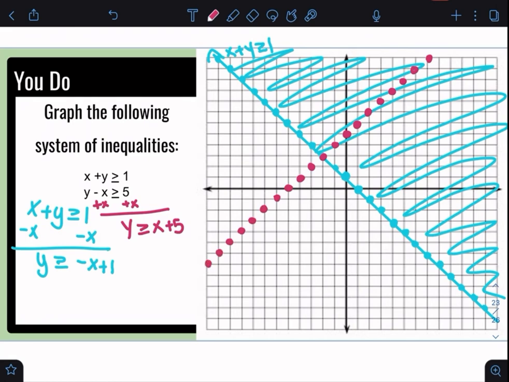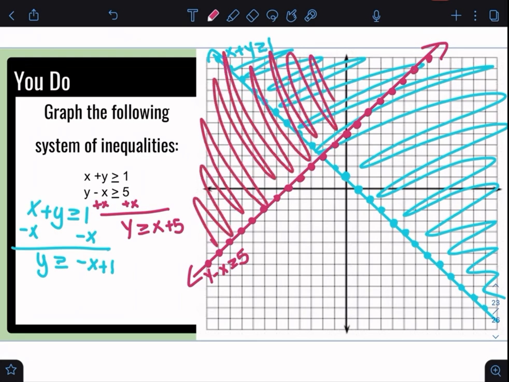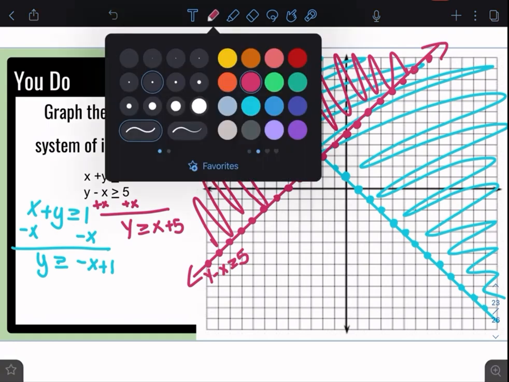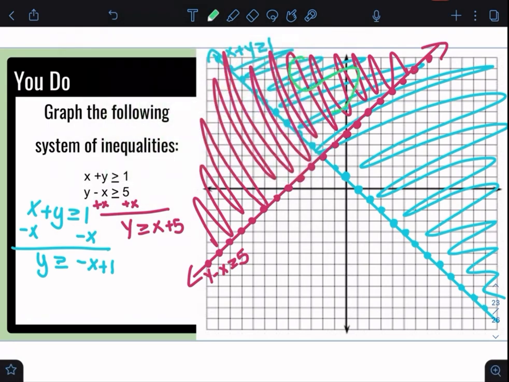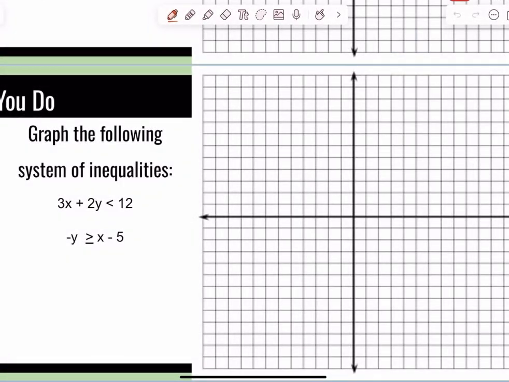And now, because this is also equal to, we're going to connect them. And we're going to label it y minus x is greater than or equal to 5. And now that is a greater than symbol, which means we're going to shade above. So our overlapping section would be right here. That's our solution set. Anywhere in that area or on a solid line would be a solution to the system of inequalities. Alright, let's graph this last one.